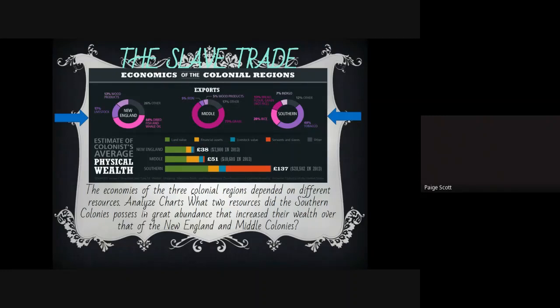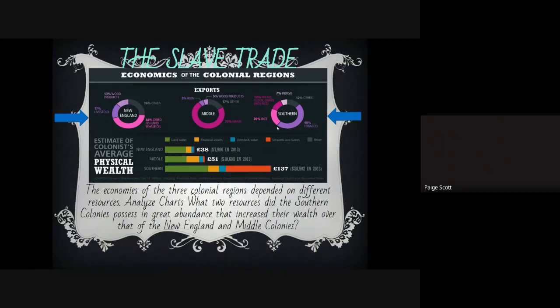So here with this chart, we're going to analyze what 2 resources did the southern colonies possess in great abundance that increased their wealth over that of New England and the middle colonies. So if we look at the southern colonies, their 2 biggest possessions were the 48% of tobacco and 20% rice. So if we look over here, grains for the middle colonies was only 73%, and then we had 44% dried fish and whale oil in New England.